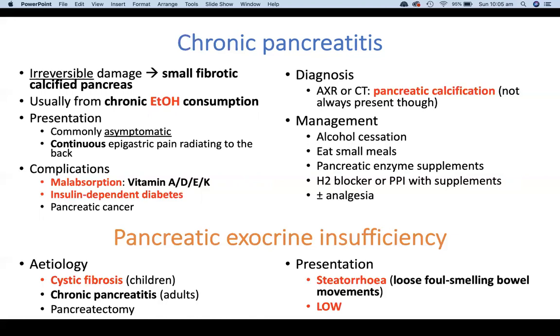With acute pancreatitis, you don't really do X-ray or CT to diagnose because you won't see much. But in chronic pancreatitis, you can, because it'll cause calcification. There's not much to do for management other than lifestyle things, and you can consider giving them a pancreatic enzyme, but that's more relating to exocrine insufficiency. There are two main causes to remember for pancreatic exocrine insufficiency, other than chronic pancreatitis in adults. If it's a child with this, it's probably cystic fibrosis. The picture is steatorrhea because of fat malabsorption, and loss of weight because of fat malabsorption.